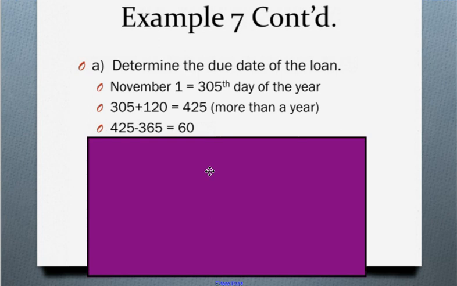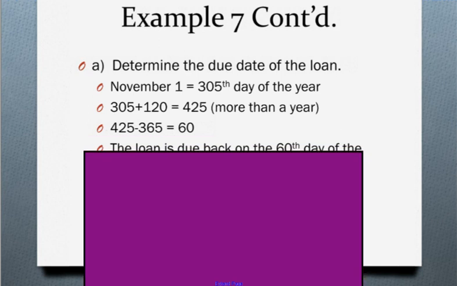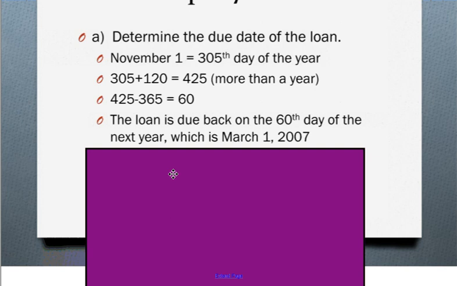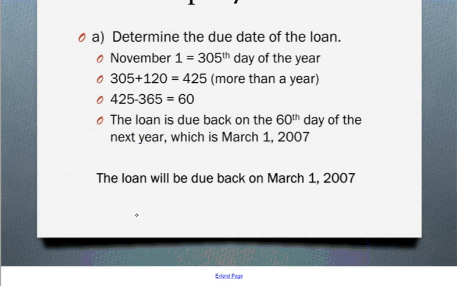We're not going to worry about leap years here. Plus, 2006 wasn't a leap year. Neither was 2007. So we're good. All right, so the loan is due back on the 60th day of the year, which of course is March 1st of 2007. So we know the loan is due back on March 1st, 2007.